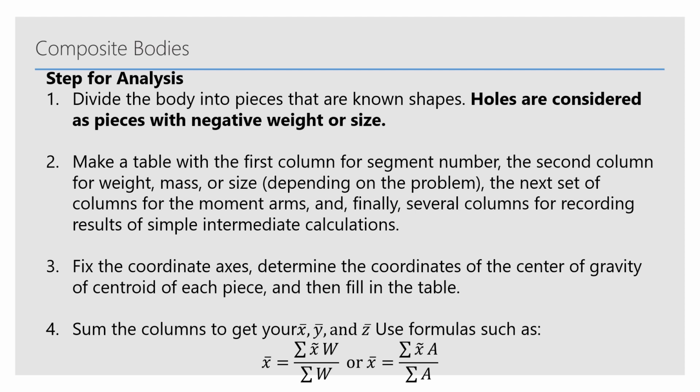and finally several columns for recording the results of simple intermediate calculations. Third, fix the coordinate axes, determine the coordinates of the center of gravity, the centroid of each piece, and then fill in the table. Lastly, we sum the columns to get our centroid x, y, and z, and use formulas like the formula at the bottom of this slide.